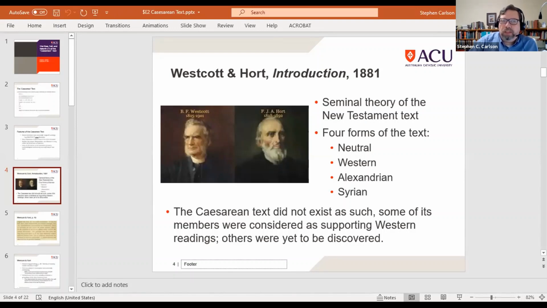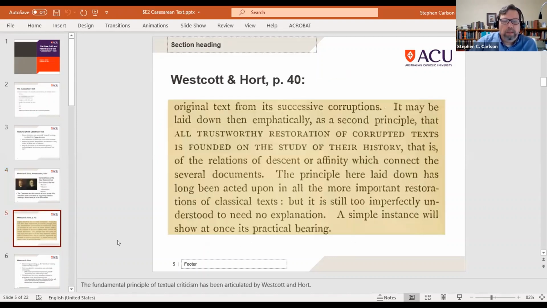And so they were potentially occasional witnesses of what might be earlier readings. And that's all the interest that they would have had in them.